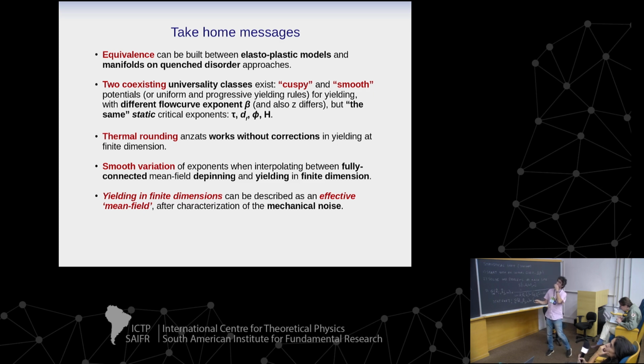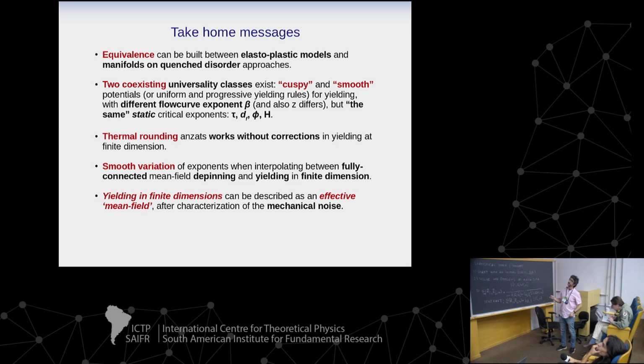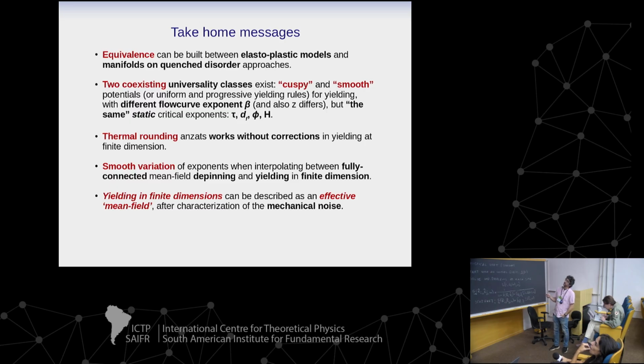So, for this part, the take-home message is this. There is an equivalence between elastoplastic models and manifolds moving in quenched disorder. So we can represent yielding à la depinning, let's say. This is the first thing we said. There are two coexisting universality classes depending on the disorder potential being Caspi or smooth. The thermal rounding works without corrections in yielding in finite dimensions. There is a smooth variation of exponents when we interpolate with a generalized model between fully connected pinning and yielding. And then finally, our conclusion and our theoretical proposal for people to go and try to do more formal things on this is that yielding in finite dimensions can be described as an effective mean field after you have characterized the noise, okay?